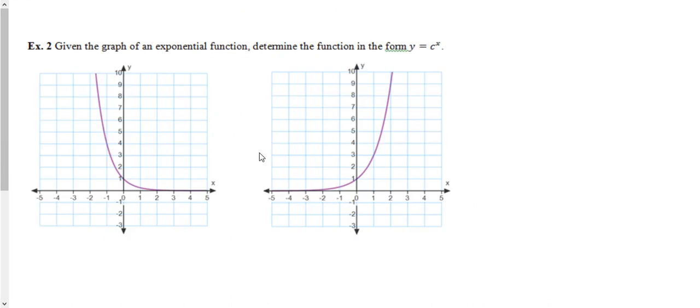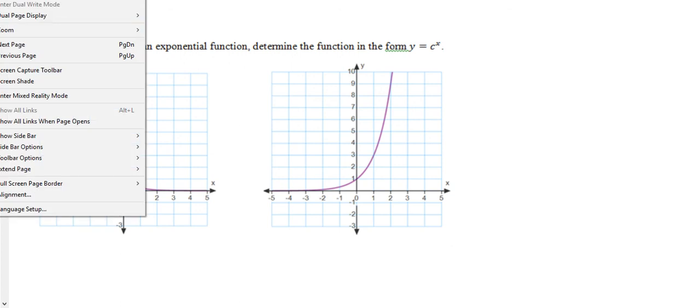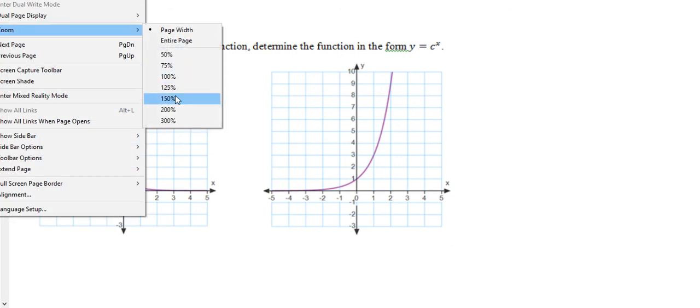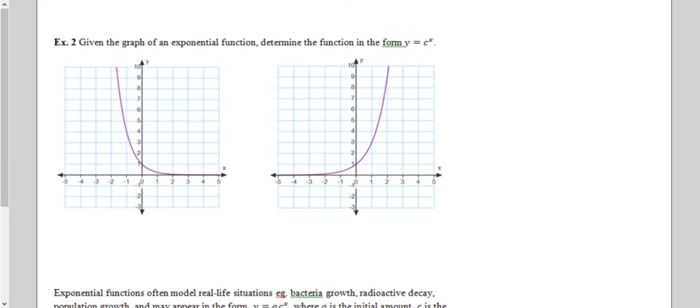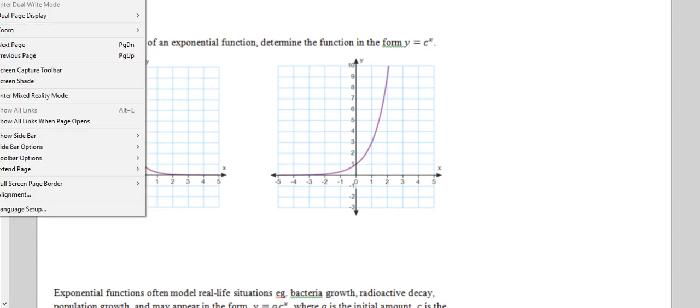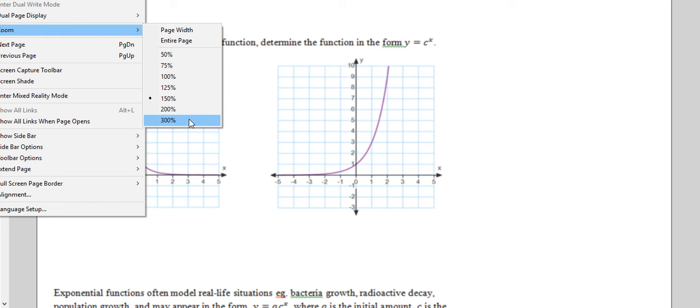In example 2, we're given the graph this time, and we're asked to figure out the function. So what you want to do is look through this graph here and find any coordinates that you can read. I'm just going to slightly zoom in here and see if we can get a better picture of some of the coordinates here. Let me try that again.